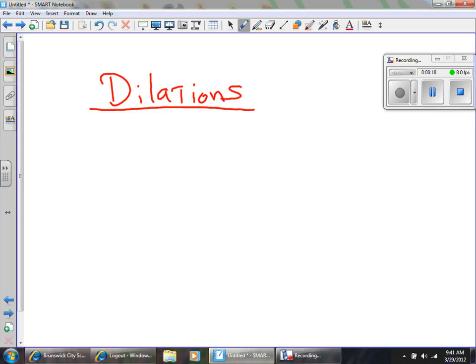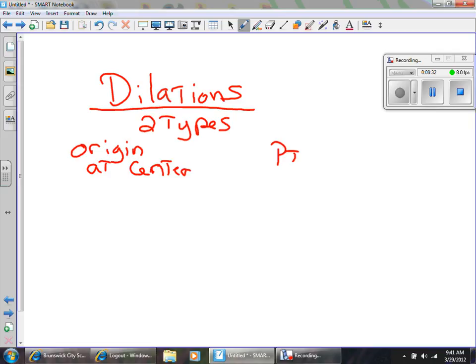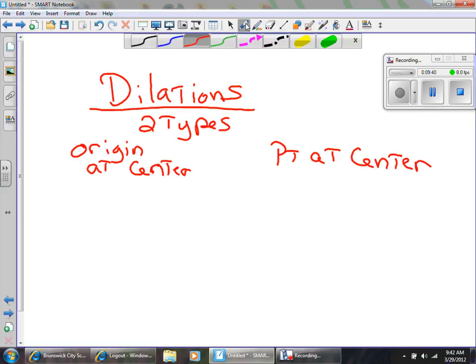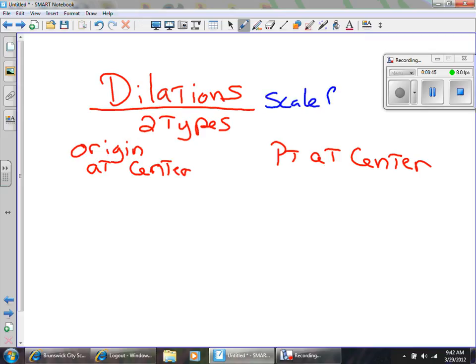All right, there's 2 types, right? One is with the origin at the center. And then the other type is with the point of the polygon or whatever you're dilating at the center. Okay? And remember, you're going to need to know the scale factor. You must know scale factor.